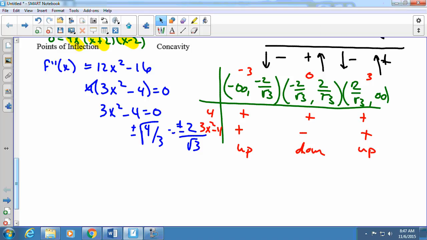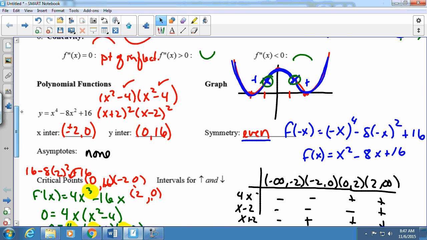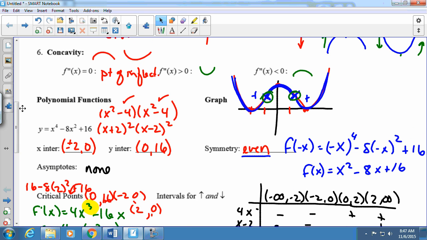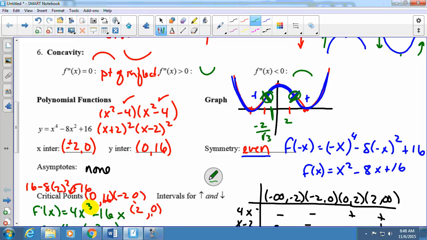Now, I need to check. Does that match what we had here? Up, down, up, down, up. So what's this? What is this value? Notice I didn't say point. What's that value? And what's this value? Perfect. Okay, so that's just a review.